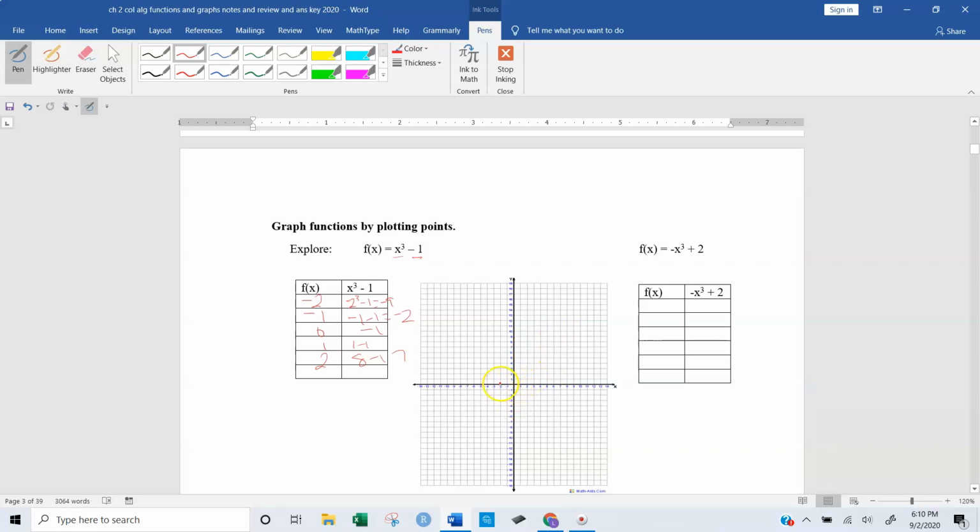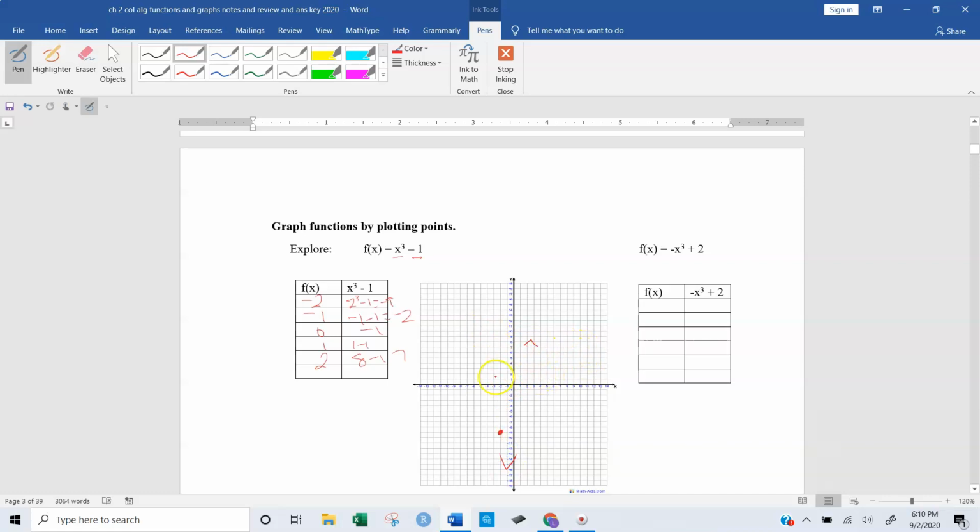Let's see if we can put these back in. -2, -9. -1, -2. 0, -1. 1, 0. 2, 7. And there they went again. I have no idea what's happening. And that would be your point.